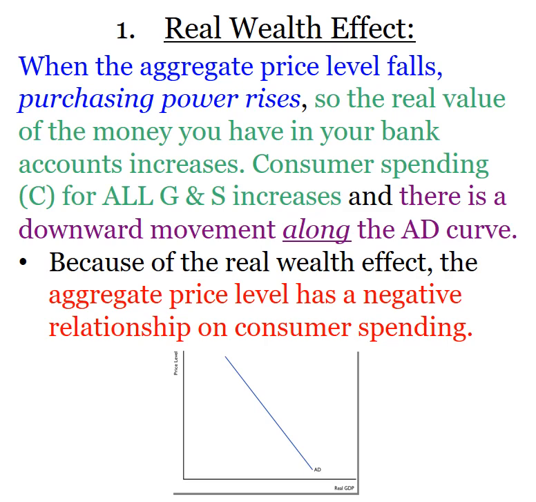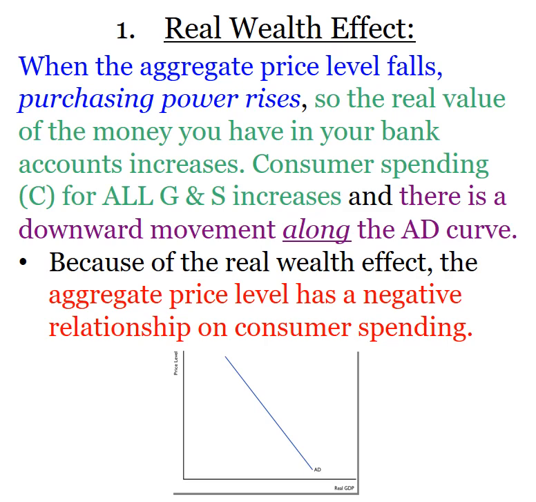So all that money that you have in the bank, the current wealth that you already have, now has a higher value if it will buy more. So consumer spending for all goods and services is going to increase. As prices fall, the quantity of all goods that you are now able to buy has gone up, and that's a move along the curve.